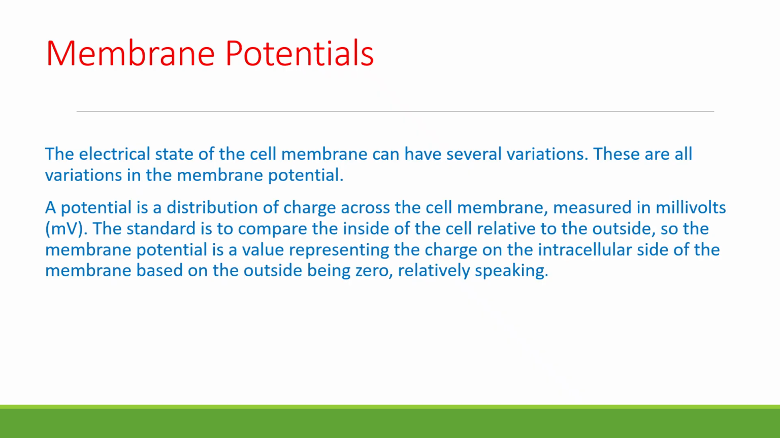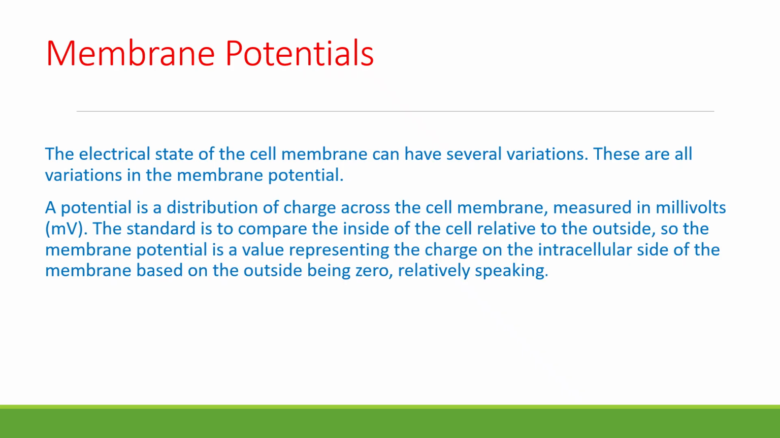All right, so the membrane potentials. The electrical state of the cell membrane can have several variations. These different variations are called the membrane potential. A potential is a difference of charge across the cell membrane. So there's a difference between the inside and the outside, and this is measured in millivolts, which is abbreviated little m, capital V.